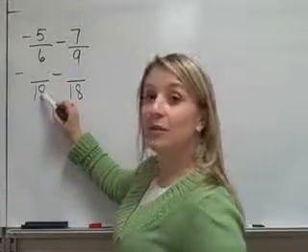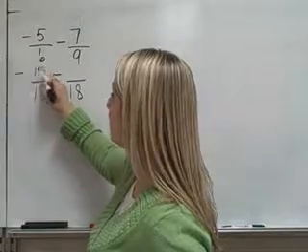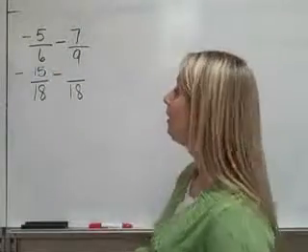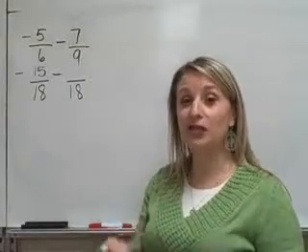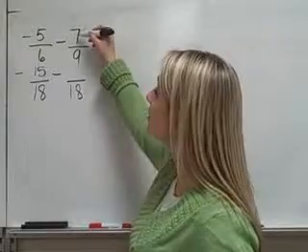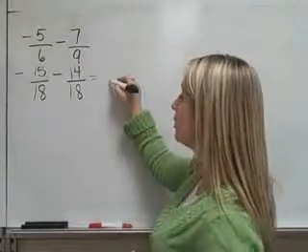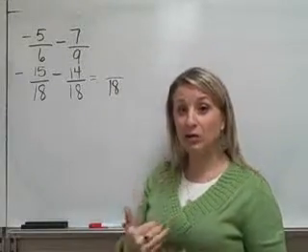6 goes into 18 3 whole times, and then 5 times 3 would be 15. So we made this entire fraction 3 times bigger. Now 9 can go into 18 twice, so we need to make the whole fraction 2 times bigger. That means 7 times 2 is 14. Now, we know that the denominator stays the same. Now we just have to subtract the numerators.